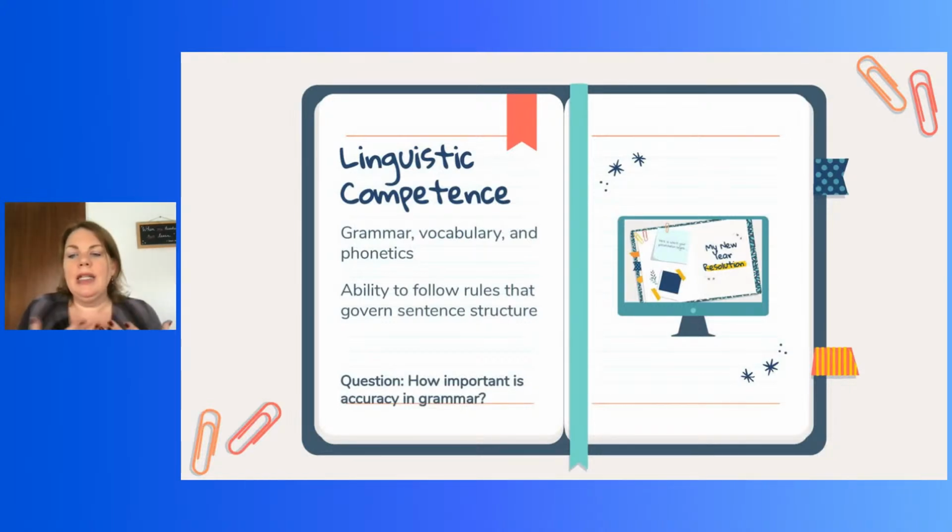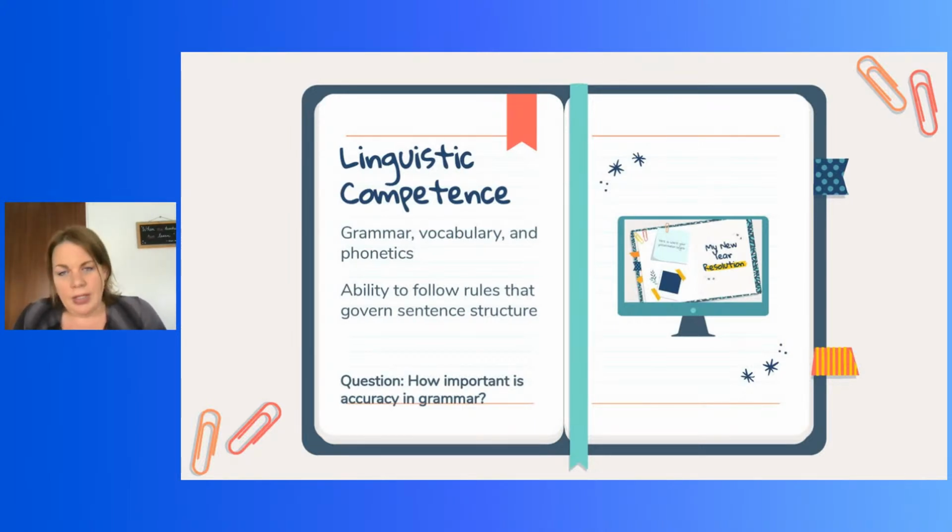So first, let's take linguistic competence. Linguistic competence consists of grammar, vocabulary, and phonetics. In other words, it's the ability to follow rules that govern the language. So this could be sentence structure in the case of morphosyntax, vocabulary, pronunciation. These are the main things that we consider to make up linguistic competence, right?